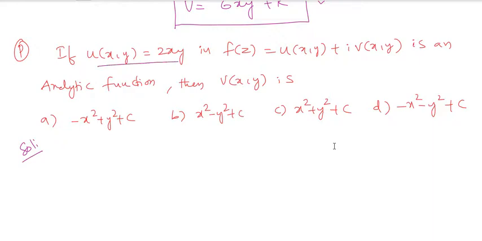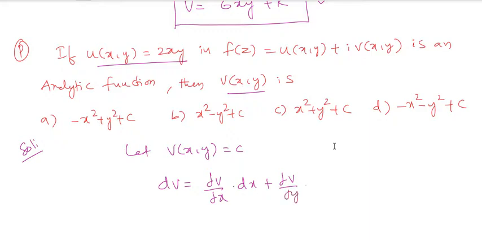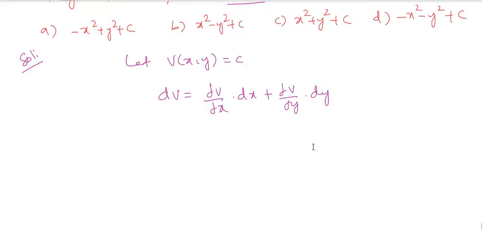So they have given u of x comma y, and they are asking for v of x comma y. So let v of x comma y be equal to some constant c. From this, the total derivative dv is equal to dou v by dou x into dx plus dou v by dou y into dy. Am I right or not? So from CR equations you can replace it. From CR equations, your dv will be what? Dou v by dou x is nothing but minus dou u by dou y into dx. Dou v by dou x is nothing but what? So you will have it as what?